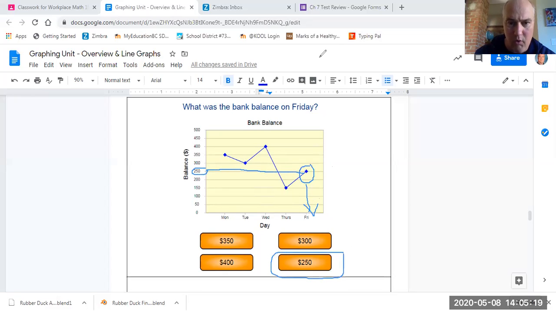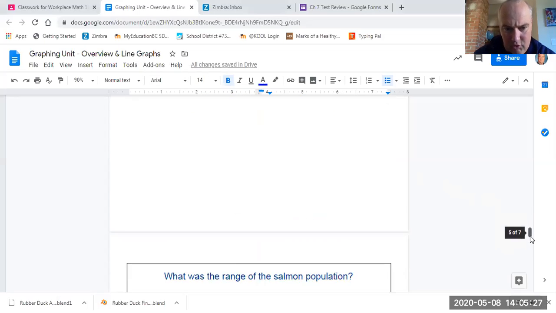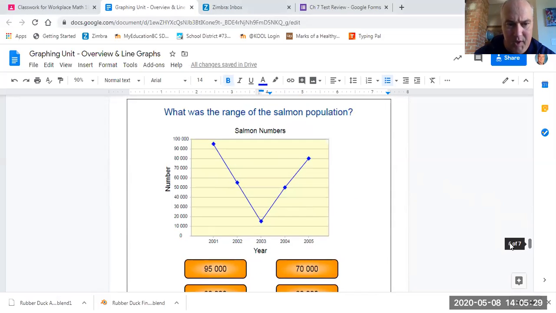Let me just erase that out, and we'll look at the next question, which gets a little bit trickier. They aren't all quite as easy as this. So looking at this, this will be another type of question you will see. This asks, what was the range of the salmon population? So we're not just asking what the salmon population was for a particular situation, but we're asking for the range. And this word range actually means the difference between the highest number and the lowest number.